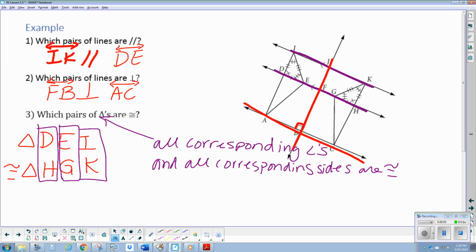And then if I look at corresponding segments, I can see that DE and HG both have 1 tick mark. I can see that EI and GK both have 3 tick marks, and I can see that DI or ID and HK or KH both have 2 tick marks. Okay, so that's true. All corresponding angles and all corresponding sides are congruent, therefore my triangles are congruent.